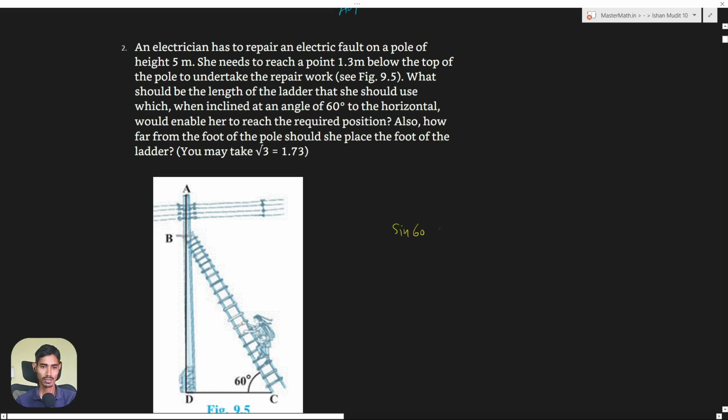Sine 60 is going to be BD by BC, opposite by hypotenuse. What else? BD is 4.25 meters. Okay, that's what we needed. Length of the ladder. DC also. So DC, how to find?